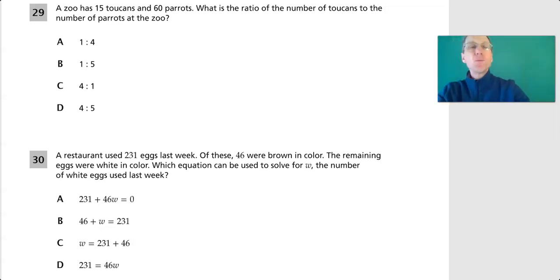Okay, so this one is: a zoo has 15 toucans and 60 parrots. And then the question is, what is the ratio?